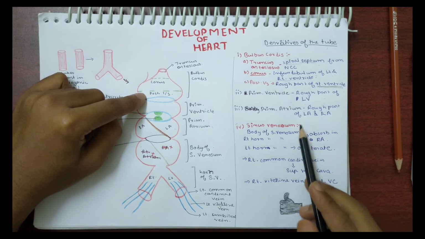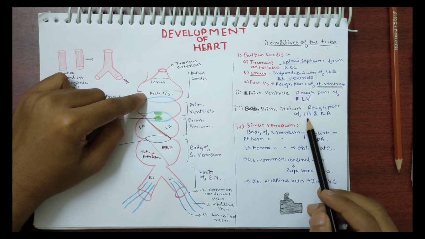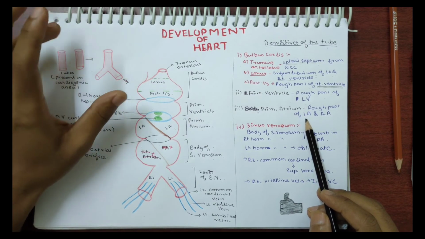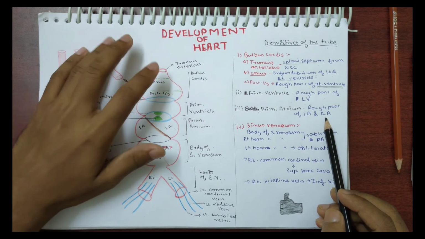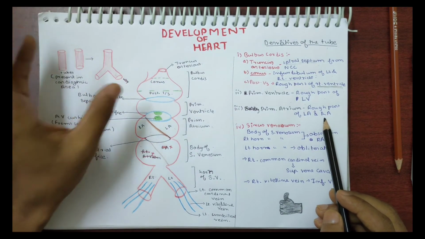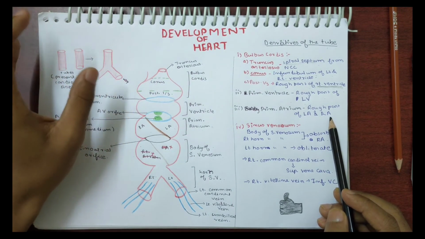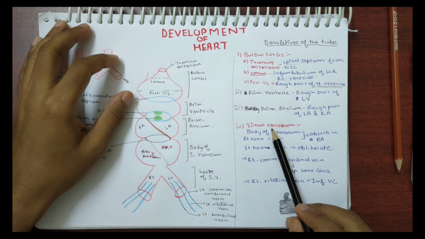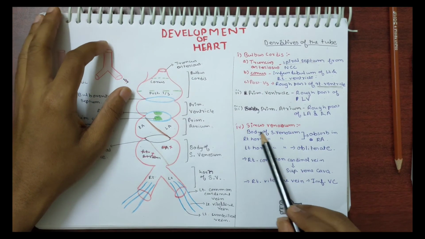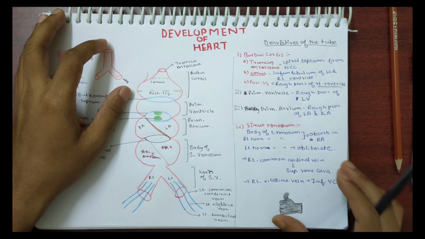Now we move to the next one, and that is the primitive atrium. And the primitive atrium will give rise to the rough part of both left and right atrium. So here we don't have to differentiate. Both the left as well as the right atrium will be developed from the rough part of the primitive atrium. Very simple, right? Now we move to the next one, and that is the sinus venosus. Something is different here. What is different here we will discuss.